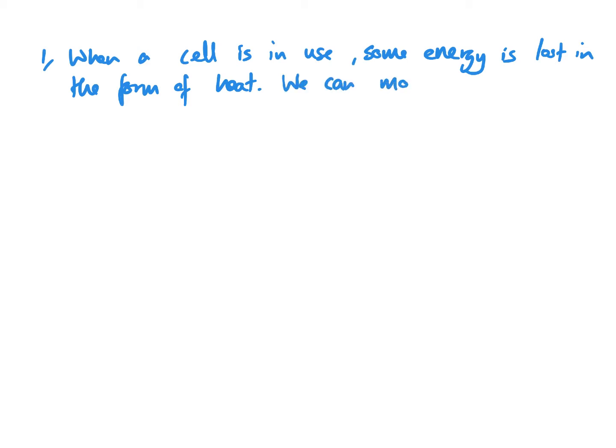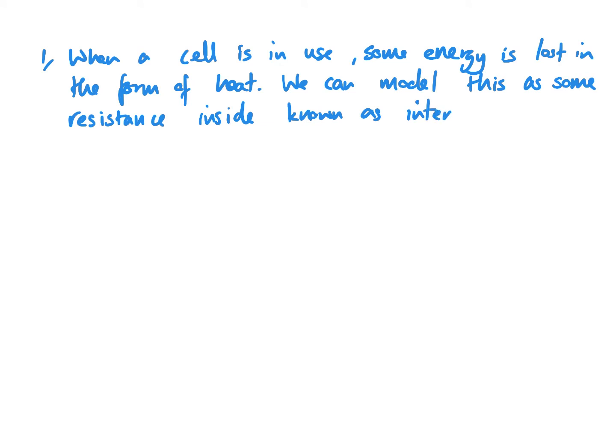Now, because resistors convert electrical energy into heat, we can model this as some resistance inside the cell. So we can't separate it out. It's not an actual resistor. It's just a chemical process that produces some heat. But we can model that as some resistance inside the cell, known as internal resistance.